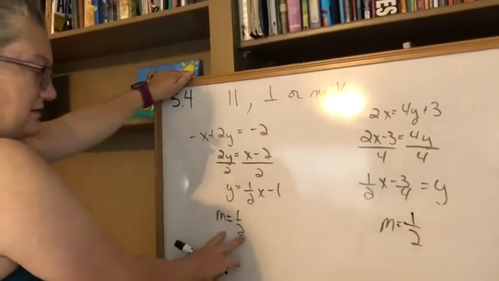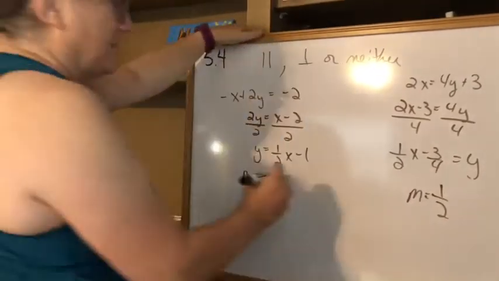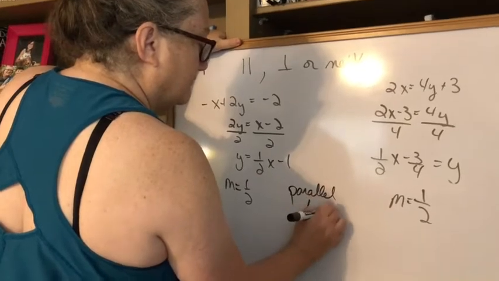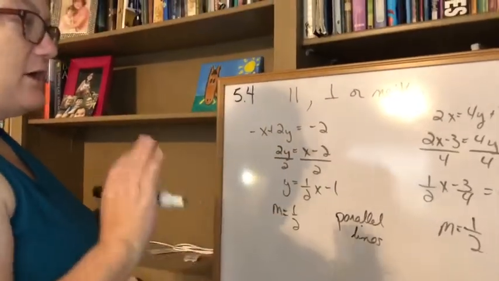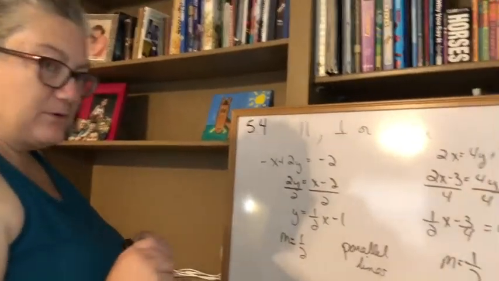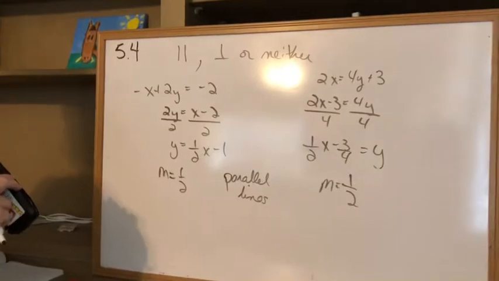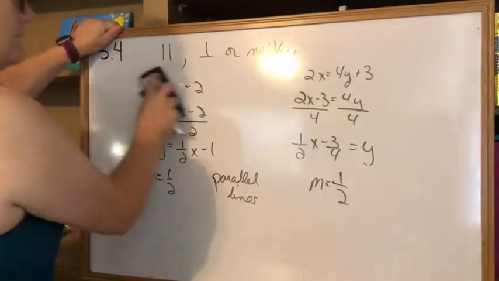So look at that. This slope matches this slope. So what do you know about the lines? They are parallel lines. It's all about the slopes. If the slopes match, they are parallel. If they're negative reciprocals, they are perpendicular. If they don't meet one of those two qualifications, then they are neither. One more example.